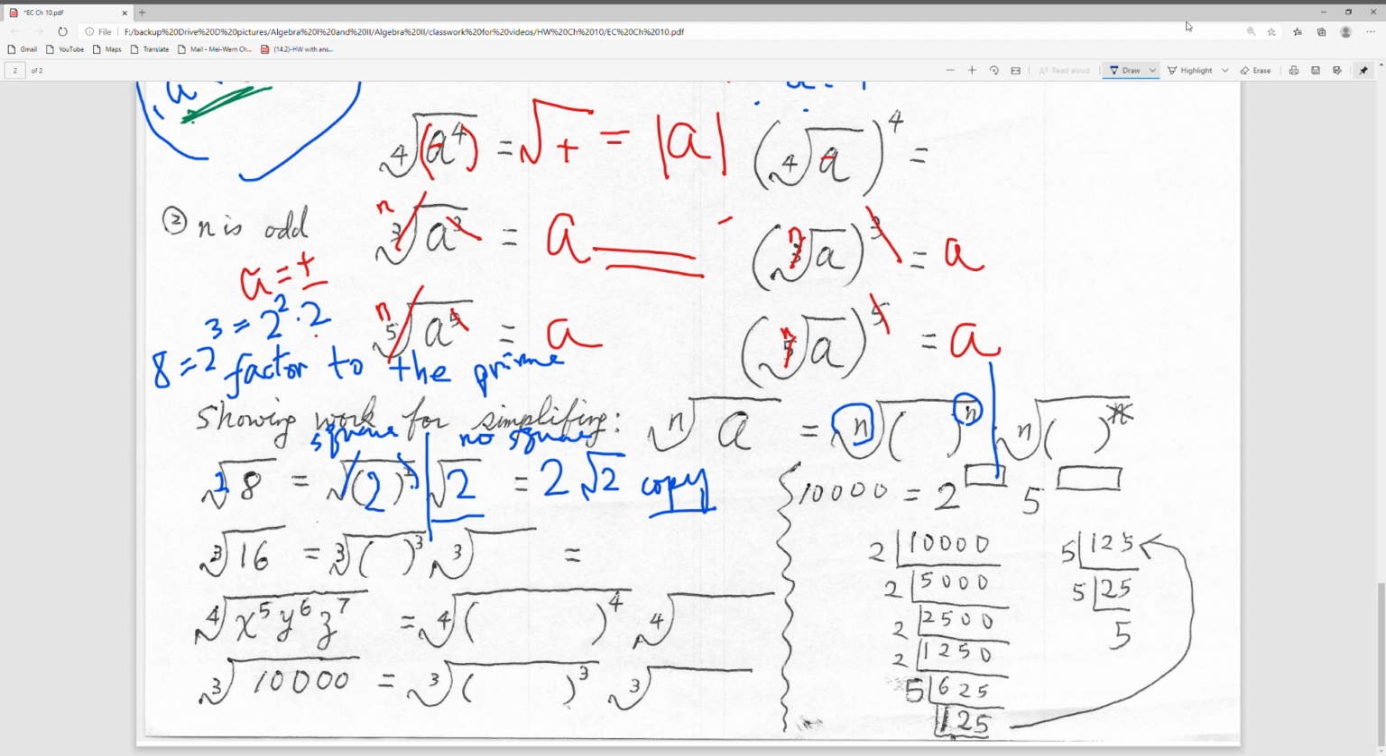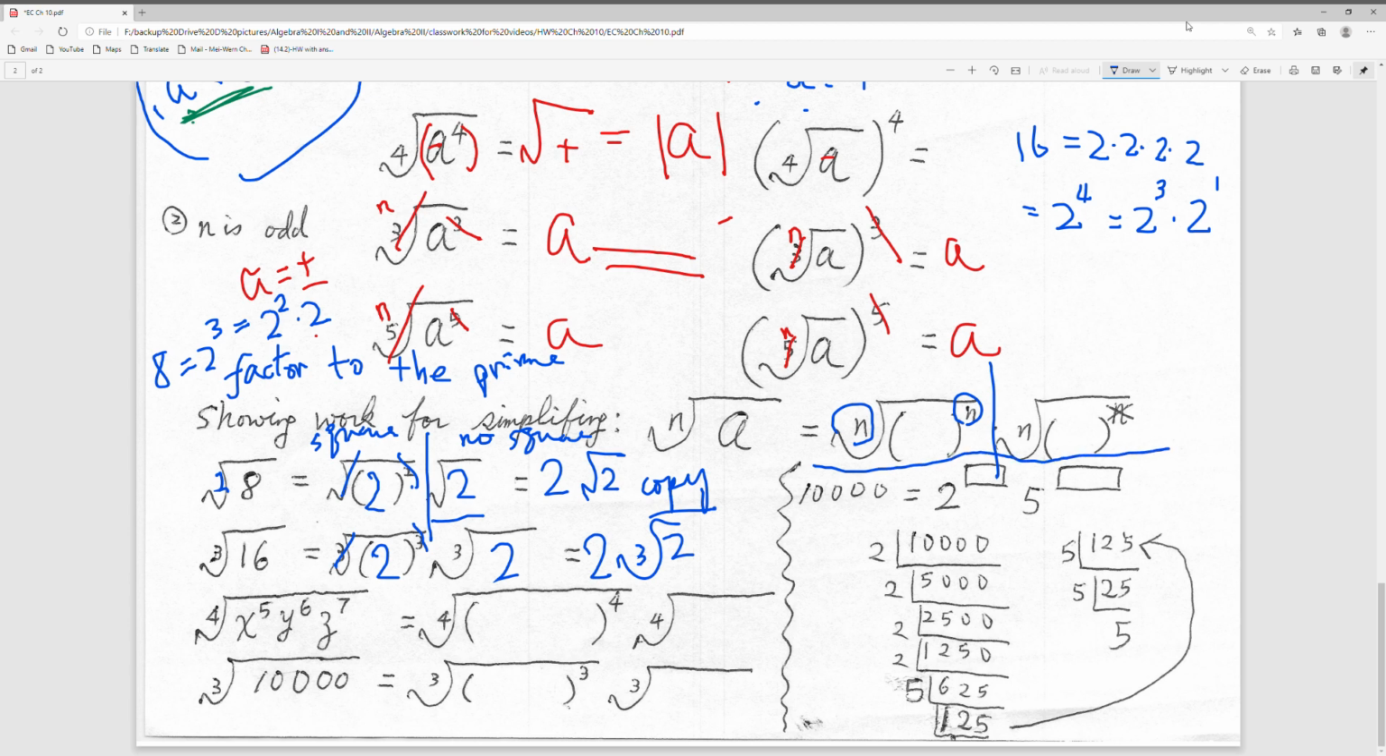So let's try one more time for 16. 16 is 2 times 2 times 2 times 2, which is 2 to the 4th degree. But right now, you have a cube root. So it's 2 cubed times 2. And the perfect cube cancels out. So the first part is 2. And copy down the second part. Then you are done. Okay, so that's the formula for how to show the work.